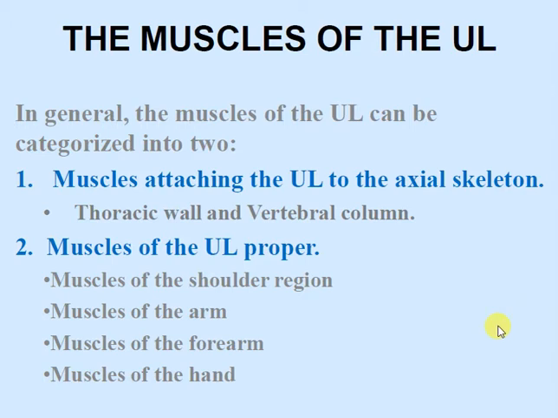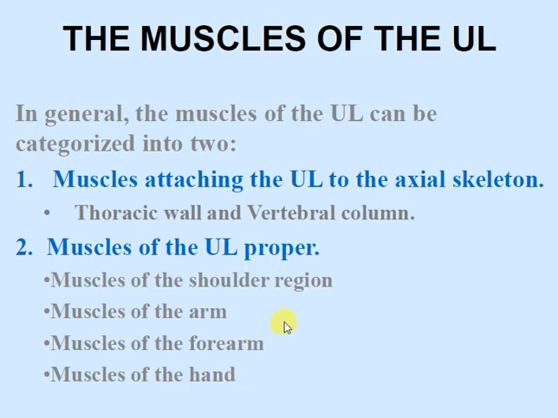In general, the muscles of the upper limb can be categorized into two. You have the muscles attaching the upper limb to the axial skeleton, that is, to either the thoracic wall or the vertebral column. While we have the muscles of the upper limb proper, which are the muscles of the shoulder region, muscles of the arm, muscles of the forearm, and the muscles of the hand.